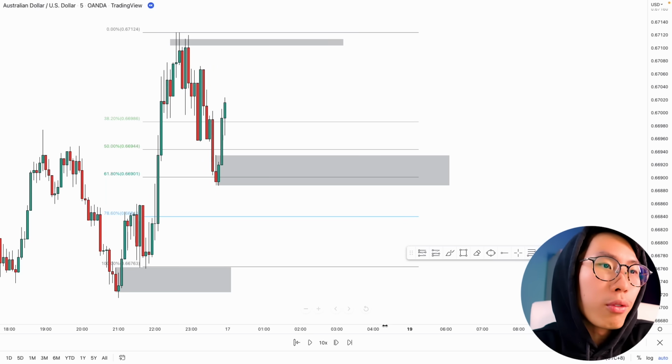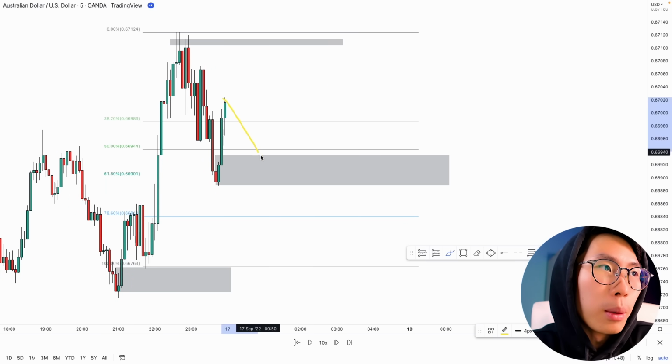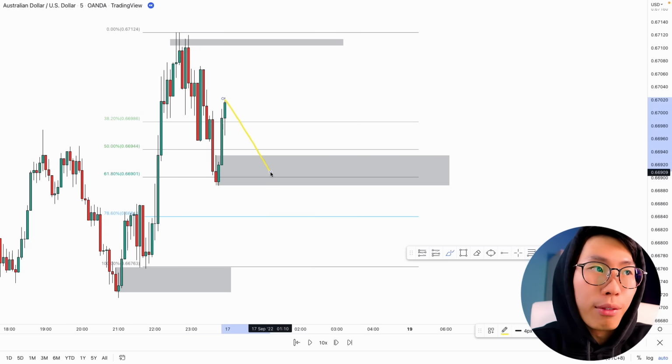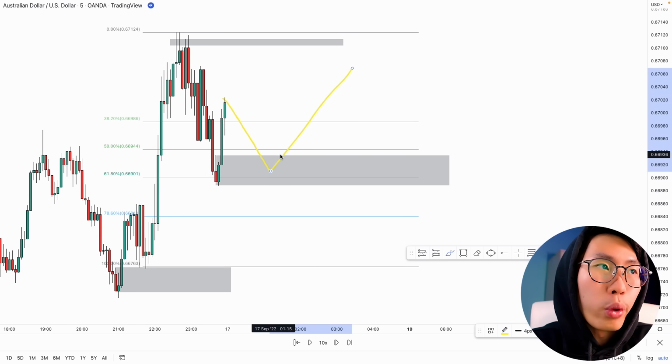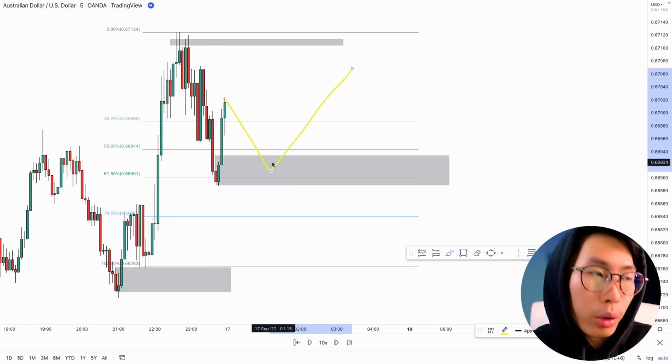So right now, we are waiting for price to come back down to this demand zone or this 61.8 level and give us some sort of confidence for us to enter for a buy somewhere right around here. You can see this is literally the additional confluence that you need. My Fibonacci retracement level lines up with my demand zone.